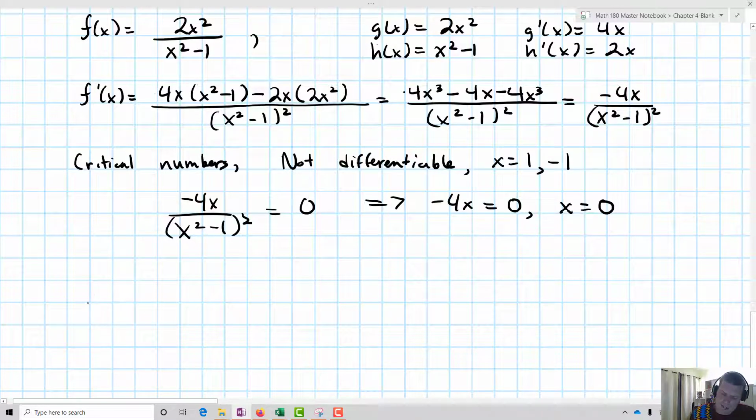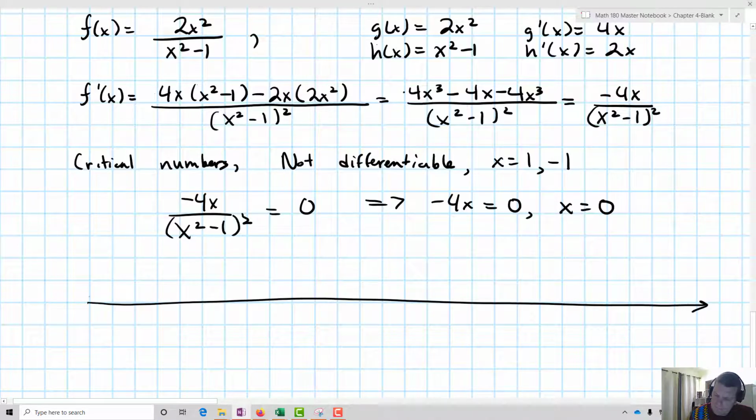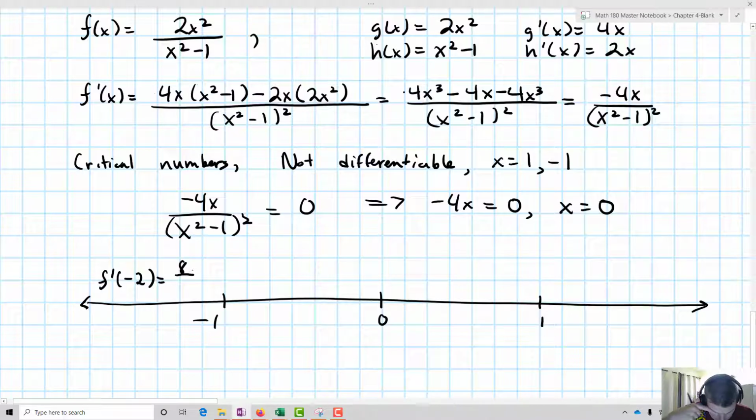So now I've got something that I can go in and check. I'll have 0, negative 1, and 1. So we'll go in and test. We'll start out here, and we want to find f prime of, say, negative 2. And that's going to end up equaling 8 over 9. And so that's positive, and so that means that the function is increasing from negative infinity to negative 1.